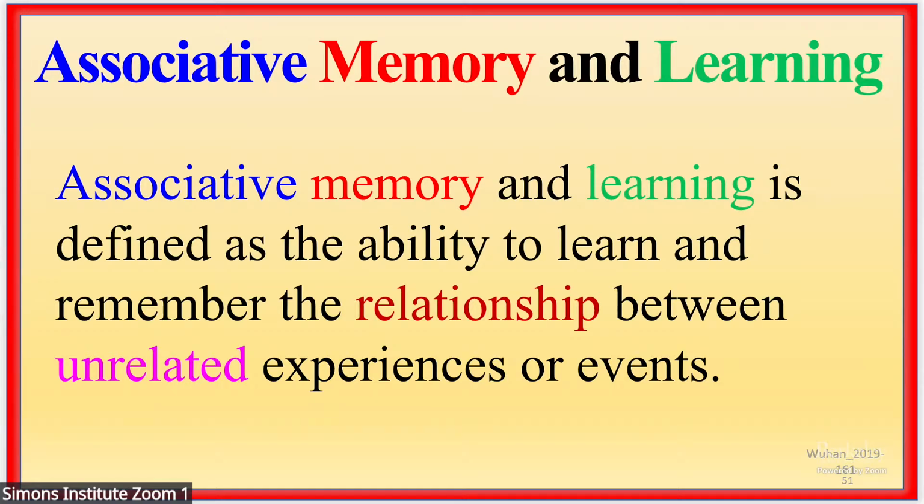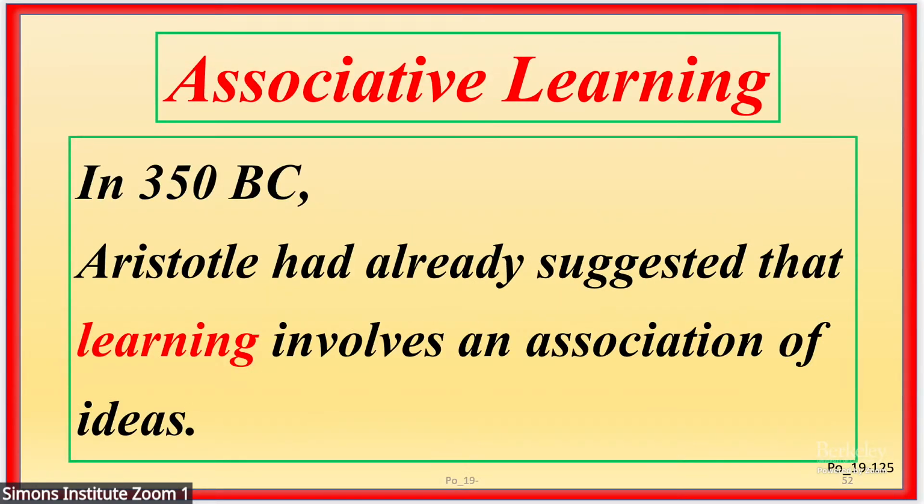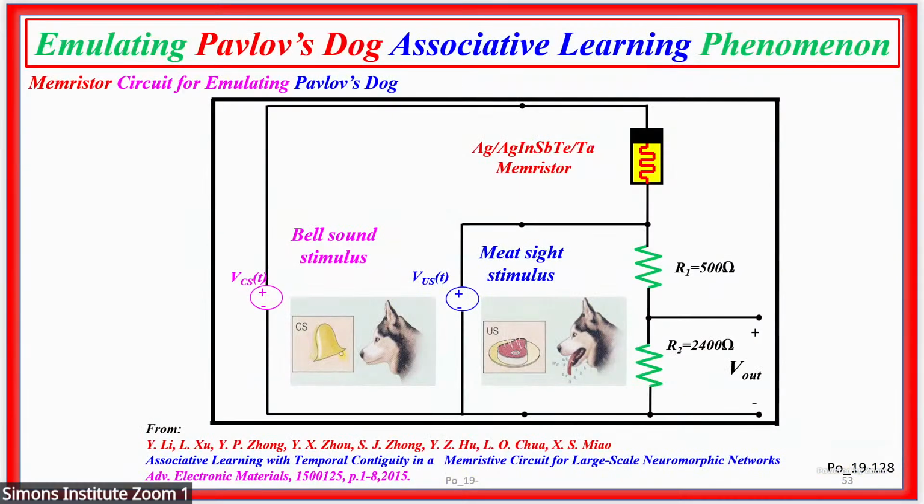Associative memory and learning is in fact defined as the ability to learn and remember the relationship between unrelated experiences or events. In fact, even as early as 350 BC, Aristotle already suggested that learning involves an association of ideas. And just recently, we published a paper where we have a single memristor. This is in Wuhan, China, a single memristor produced in the lab of Professor Miao. I was a co-author just for courtesy.